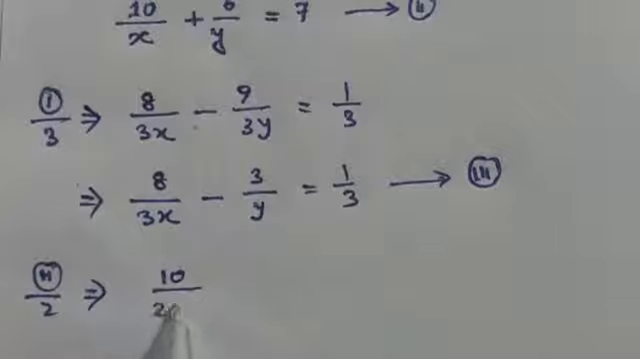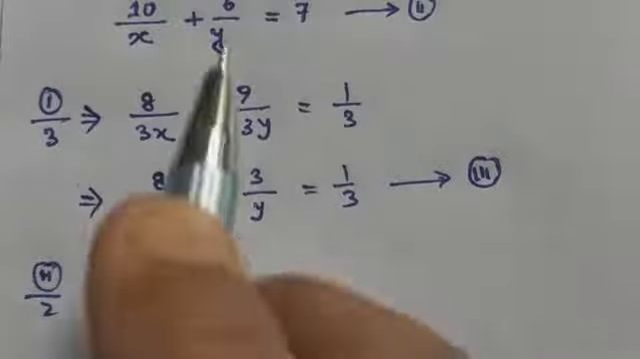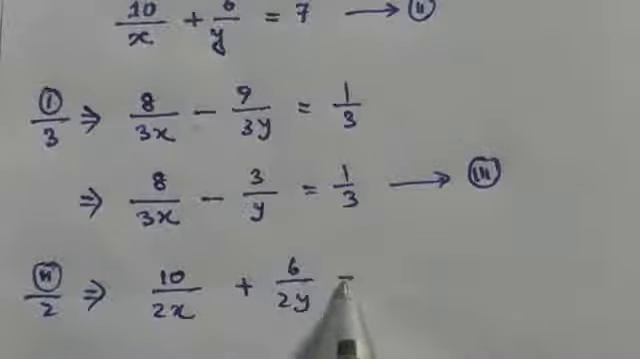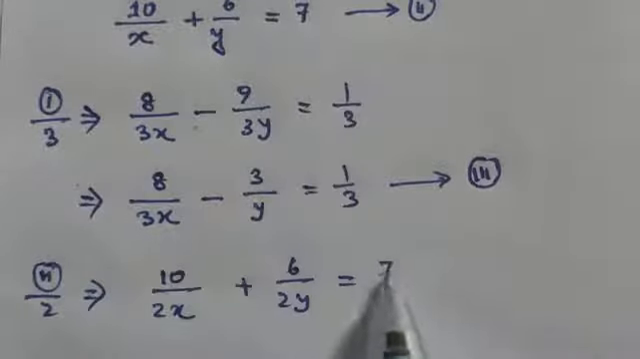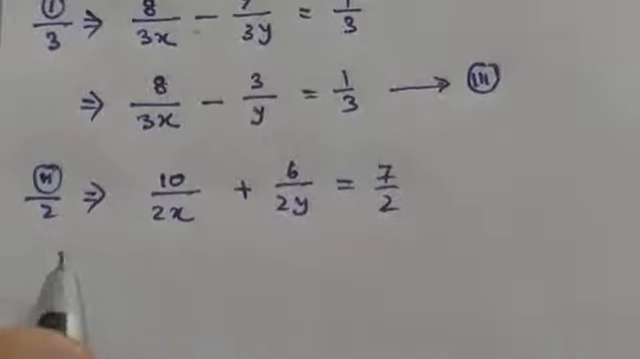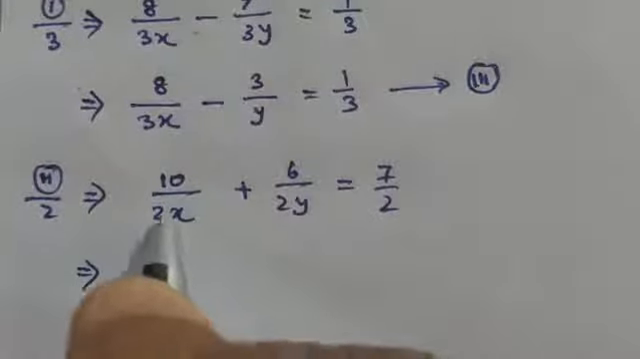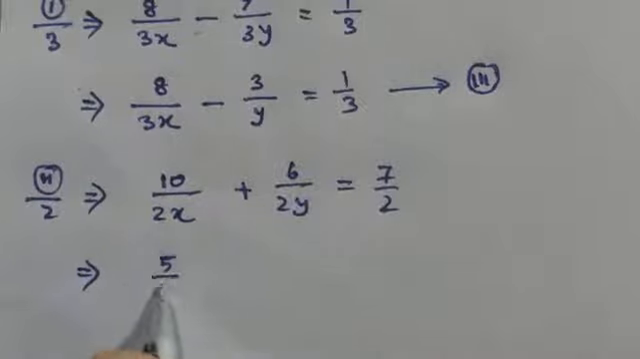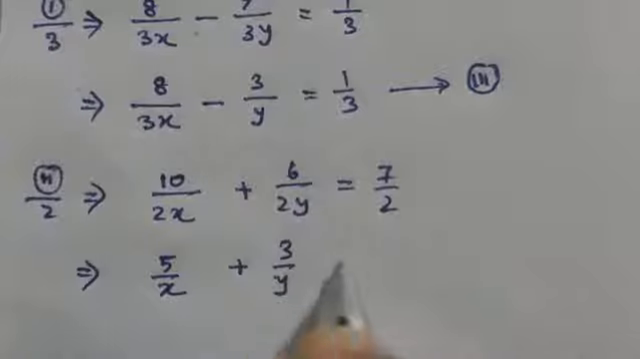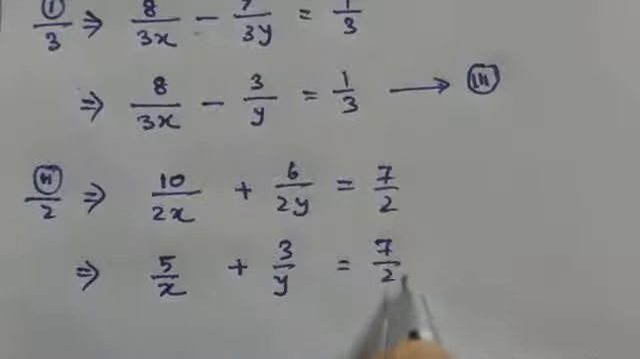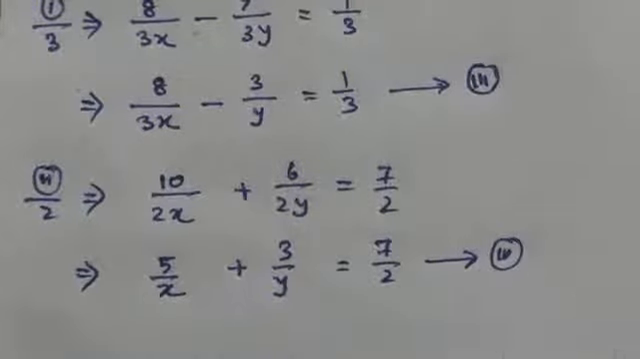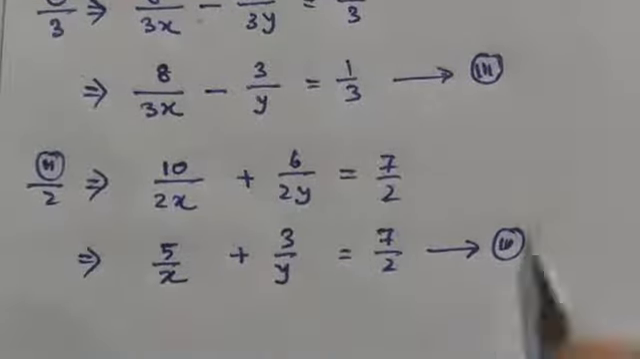10 by 2 times x plus 6 by 2 times y is equal to 7 by 2. And finally you will get, solving one more line, 5 by x plus 3 by y is equal to 7 by 2. Let us name it as a new equation, equation number 4.